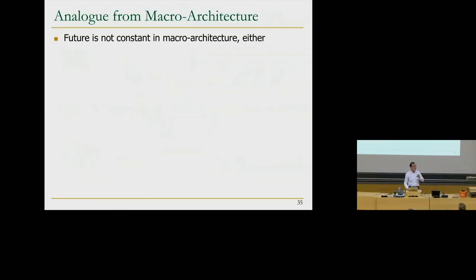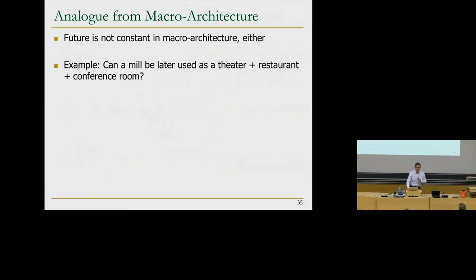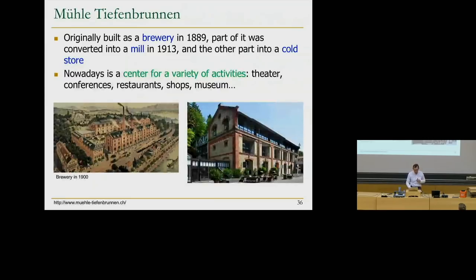Basically, future is not constant in real architecture either, right? And there are many examples of this everywhere in the world. This is one example over here. You have a mill that's later used as a theater, restaurant, and conference room, right? How many people have been there? Related to Tief and Burnett, right? Basically, it was originally built as a brewery, and then converted into a mill, and then a cold store, and then nowadays it's completely different, right?